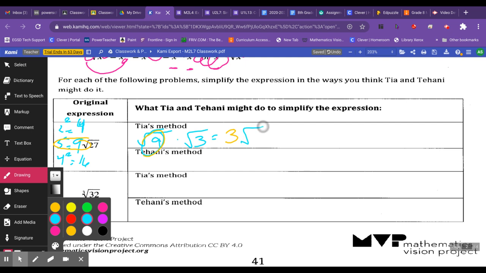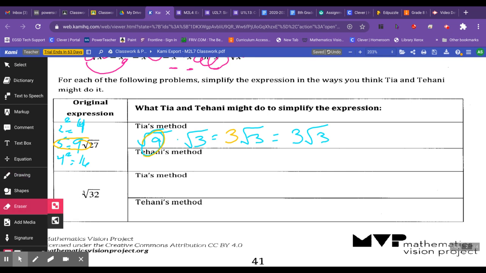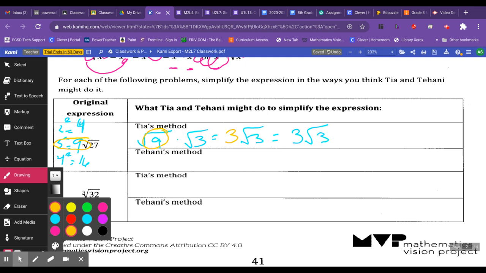It's not a whole number, so I leave it as square root of 3. So my final answer would be 3 square root of 3. So let's look at Tahani's method. Go ahead and make that circle a little better and out of the way.